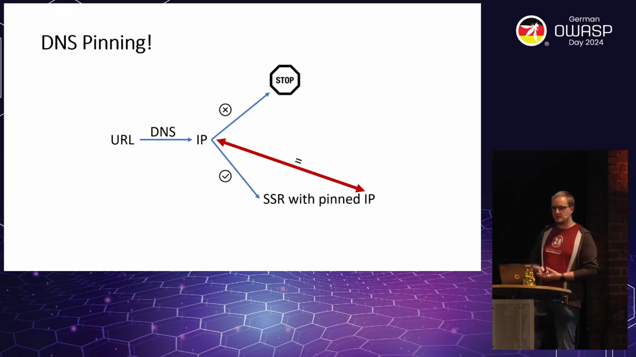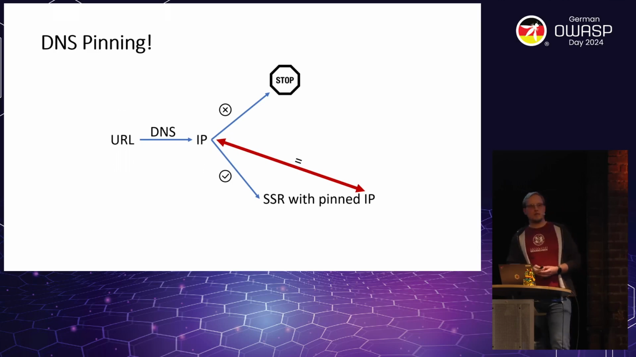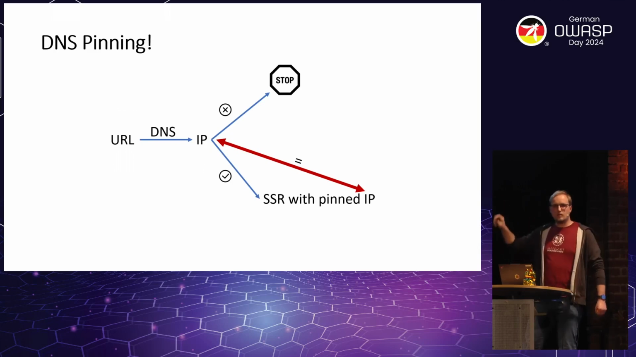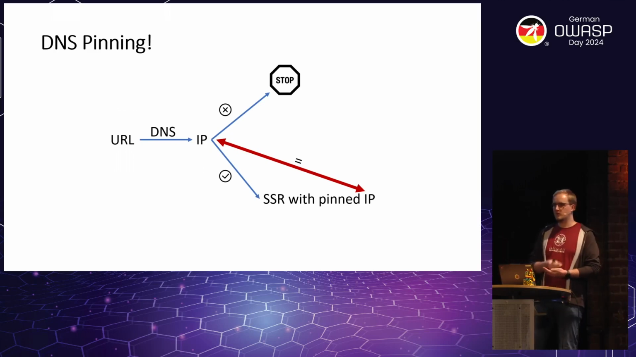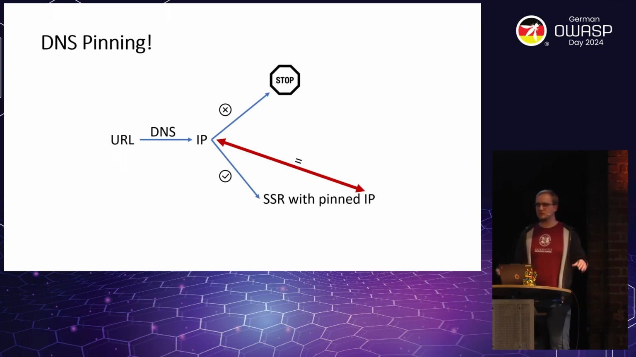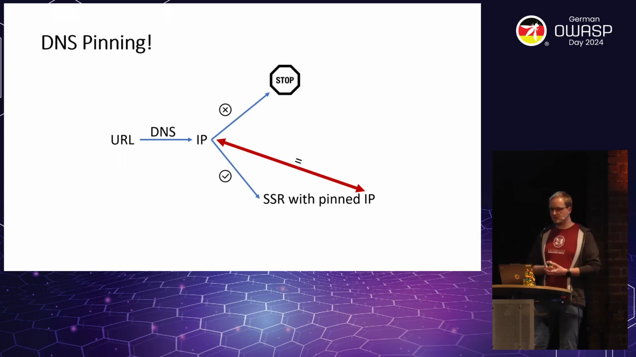So the solution for this is DNS pinning. We take the IP, compare it against the list, and then reuse that specific IP in the actual request. This is the only way to defend against server-side request forgery in the deny listing case. My point is, this is pretty complex and not intuitive. So while doing research, we wondered: are people doing this correctly? And this is where our study starts.